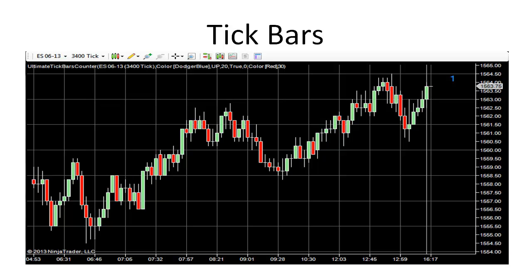Here's an example of a tick bar chart, a 3400 tick on the ES. You'll also notice that as we're looking at this, the bars are showing tails on each end in a large number of cases, and this is what we're talking about, closing in the directional extreme only about 12% of the time.